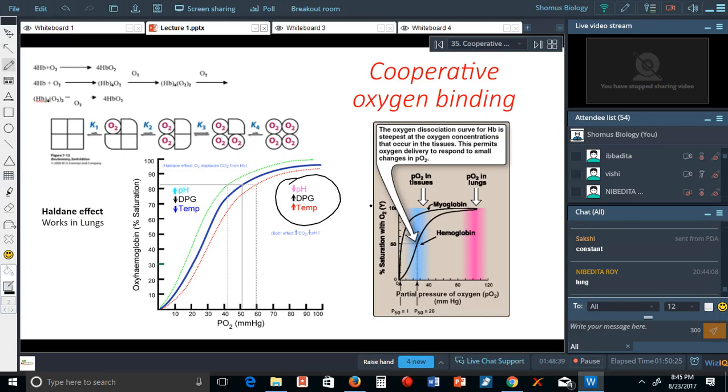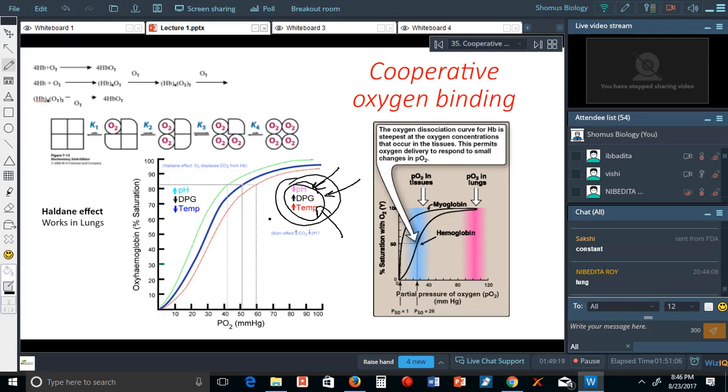Imagine this idea and why this graph is shifted to the right. This blue colored graph is showing the oxygen saturation curve while we are looking at lungs. But whenever we are looking at the dissociation of oxygen, which is represented with this dotted red line, in cells, what we can see here is a decrease in pH, an increase in diphosphoglycerate, and an increase in temperature. All these three things are in favor of dissociation of oxygen.